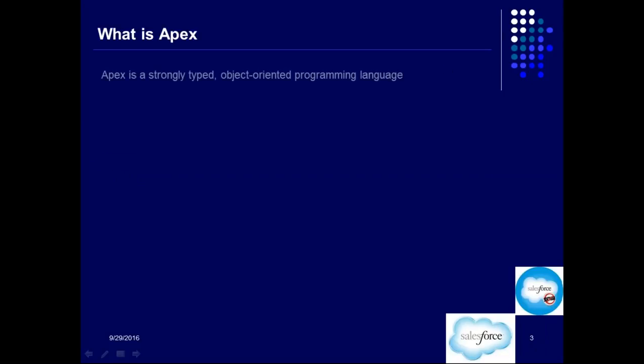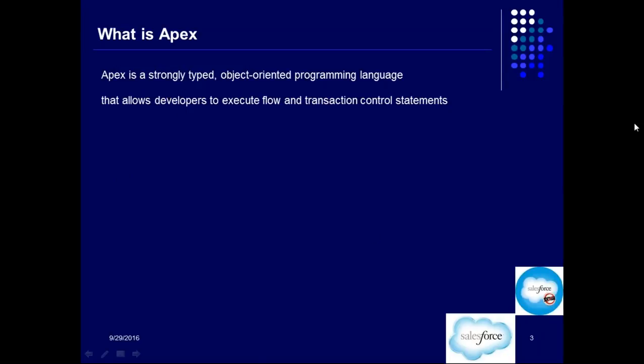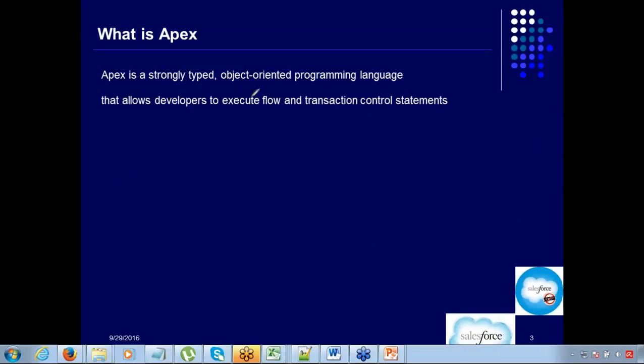Okay, so here we are talking about Apex. So, let's understand what exactly Apex is. Apex is a strongly typed, object-oriented programming language that allows developers to execute flow and transaction control statements. Right. Now the important part here: it is a programming language that allows you to control flow and transaction control statements. That's absolutely fine. The important thing here is that this is a strongly typed programming language.